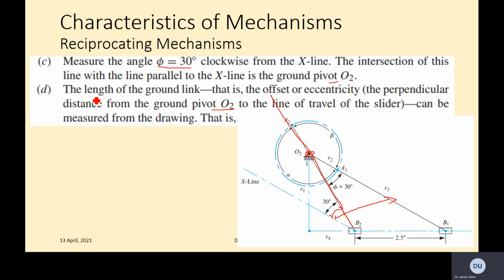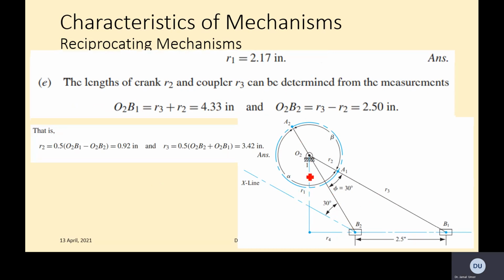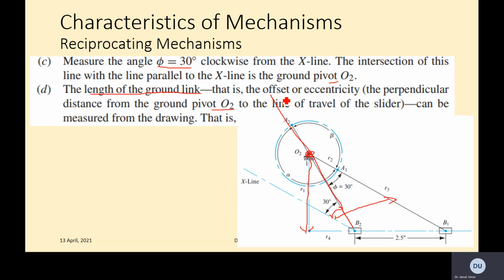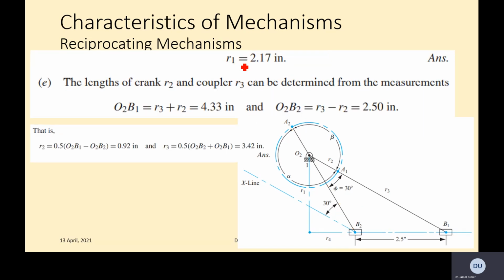The length of the ground link, that is the offset or eccentricity, the perpendicular distance from ground pivot O2 to the line of travel of the slider, can be measured from the drawing. So basically from here to this line, which is R1, can be measured. By the scale, you can work out what this distance would be. And that's what he has determined. So you just determine this one, which is R1. R1 is 2.17.